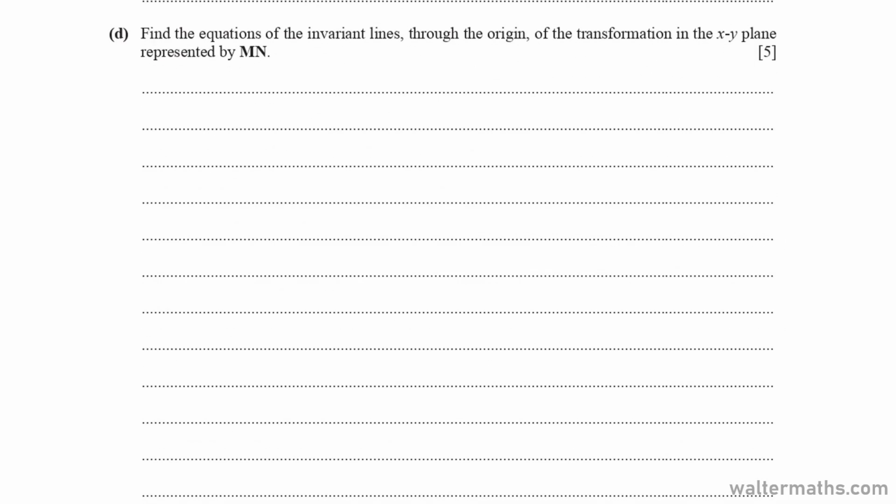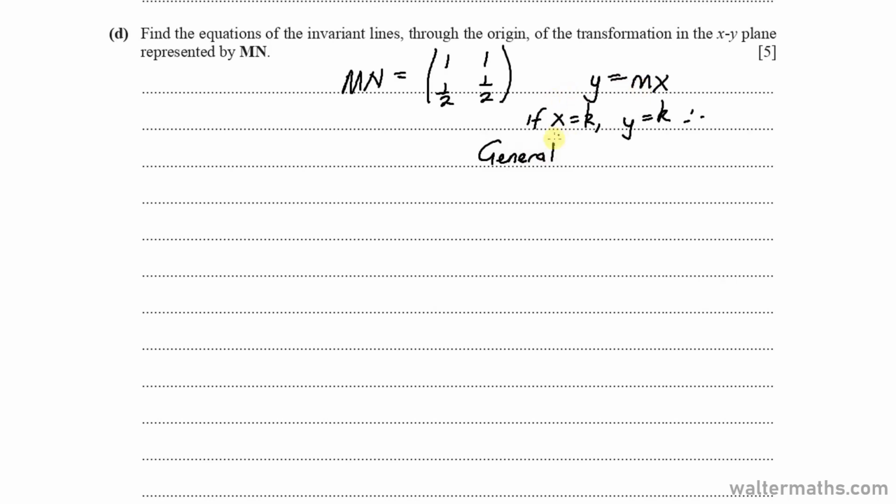So on part D, they say, find the equations of the invariant lines through the origin of the transformation in the xy plane represented by MN. So now we have the matrix MN, and from part C we got MN to be the matrix 1, 1, a half, and a half here. Now the invariant lines through the origin are lines of the form y is equal to mx. And if x is equal to k, then y is equal to mk. So therefore, the general point for any point on any of those lines will be the point k, mk. That is, if we substitute k for x. So that's the general point for any point on these lines.